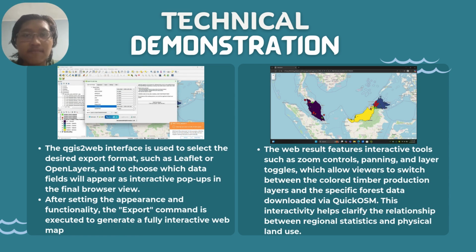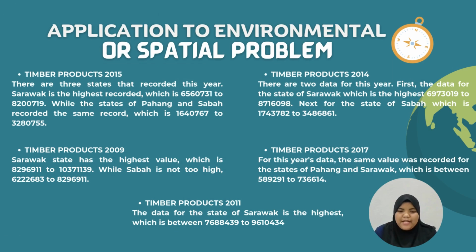Use the QuickOSM plugin to query land use and forest GIS data directly from the OpenStreetMap database. Adding this layer provides a detailed visual comparison between actual forested area and official statistics. The plugin overlays forest vectors, points, and polygons on top of the state level timber data. This final visualization helps compare physical forest distribution across Malaysia with reported output. Application to environmental or spatial problem.